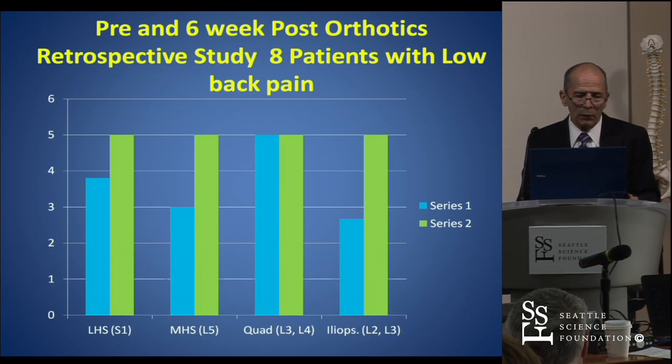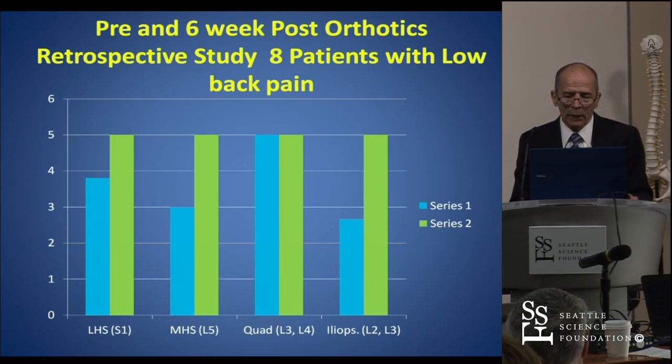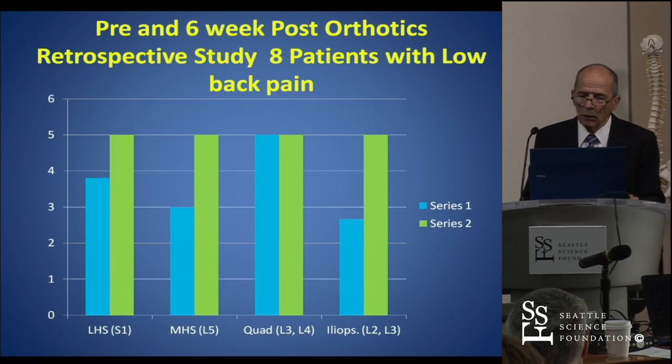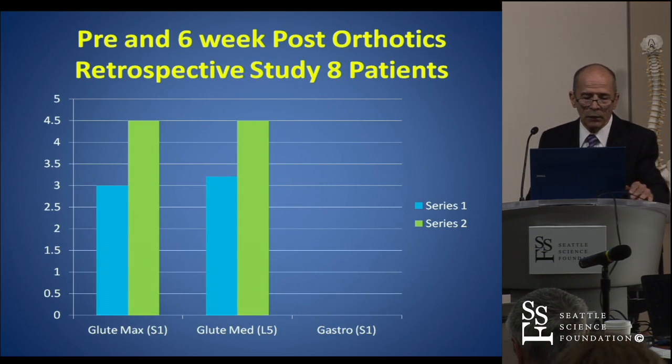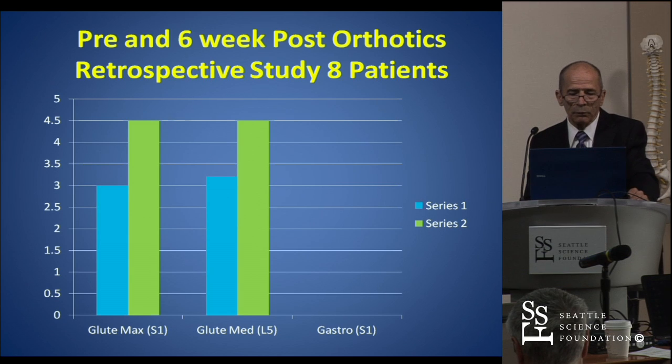Same thing with the lateral hamstring, the medial hamstring. The quads were fully strong, both with and without an orthotic. The iliopsoas was the weakest, but it recovered and had full strength. And the same thing with the gluteus maximus and gluteus medius.